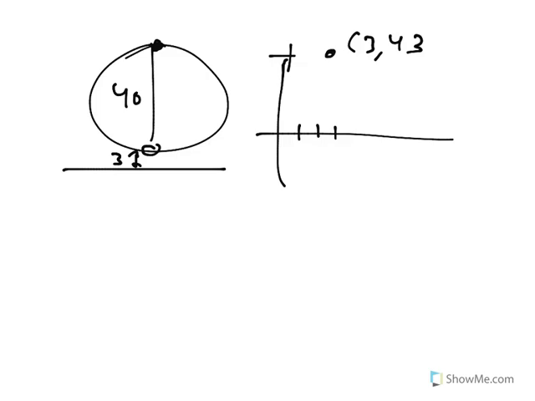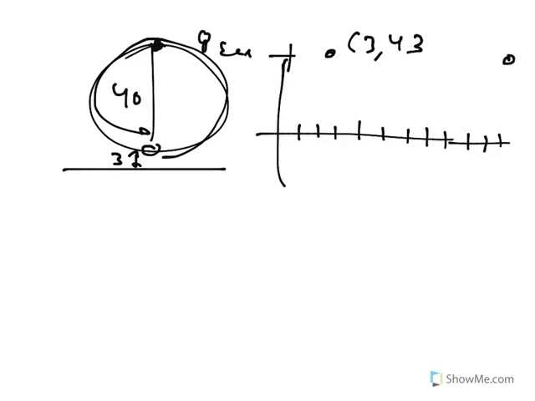Now we're also told that it takes 8 seconds to make a complete revolution. So that means here's 3, 4, 5, 6, 7, 8, 9, 10, 11. Our next time we're at the top is going to be 11, 43. And halfway between those is 4 seconds later, which is going to be 7, and our low point is going to be at 3.